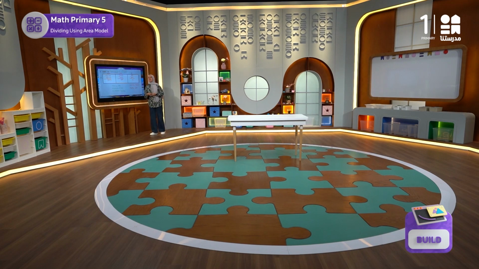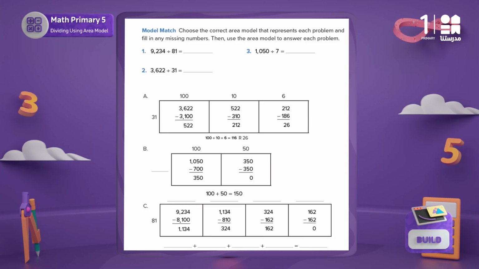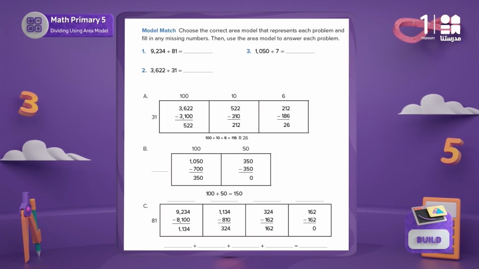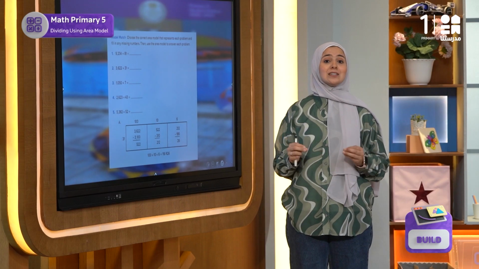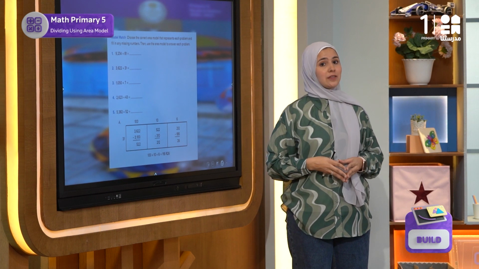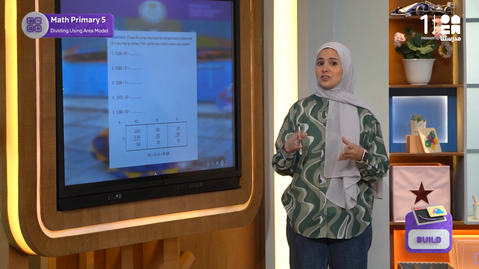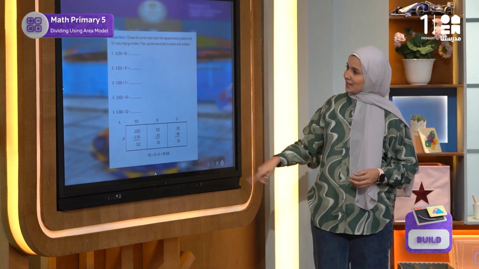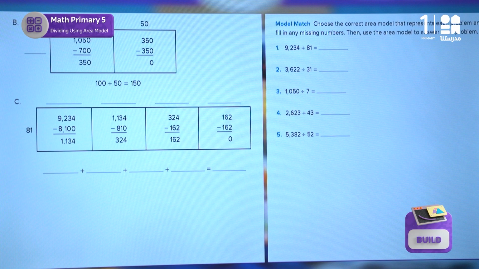Now let's move to the next activity in Build, which is titled Model Match. We will choose the correct area model that represents each problem and then use it to solve the division problem. We will answer models B and C together. I will let you answer the rest of the problems after we are done with the lesson. So let's take a closer look at models B and C.